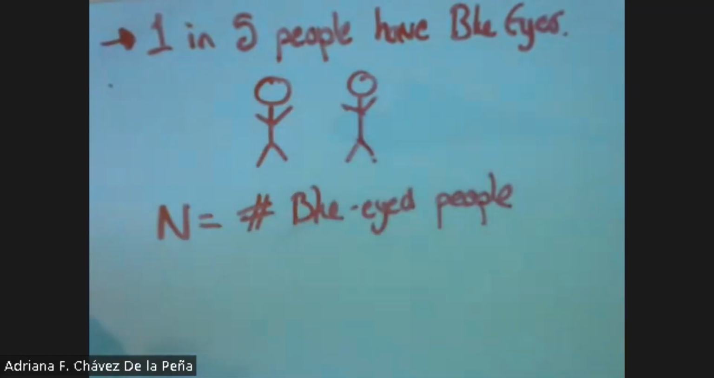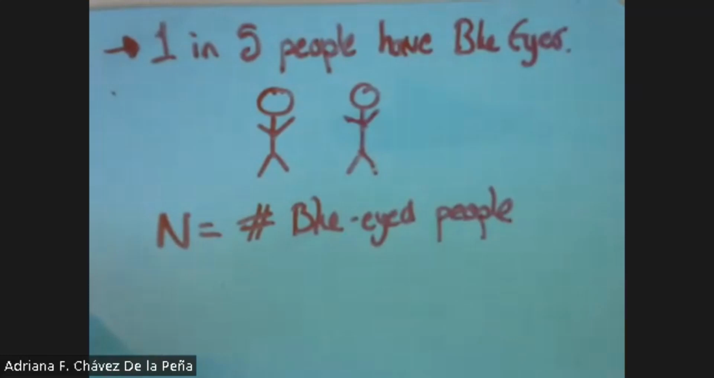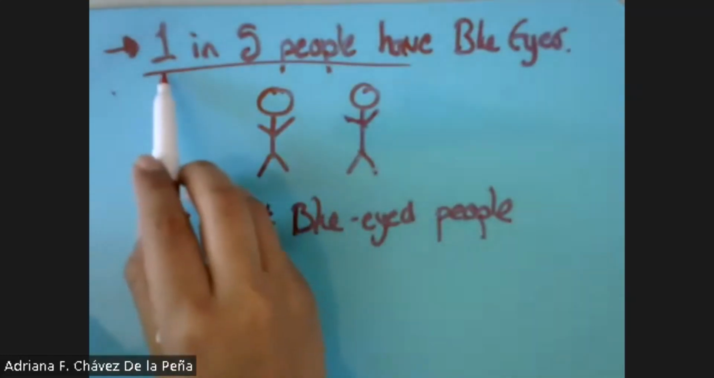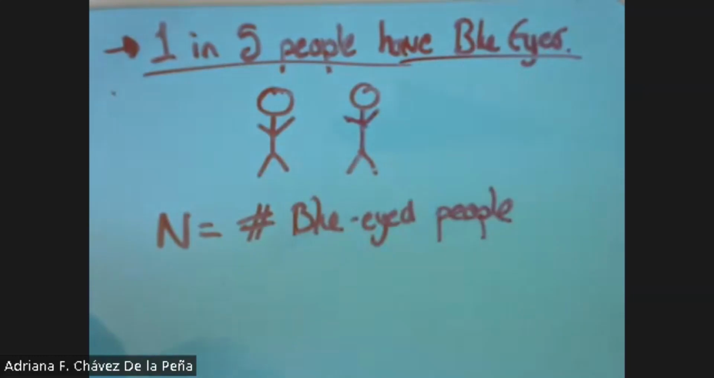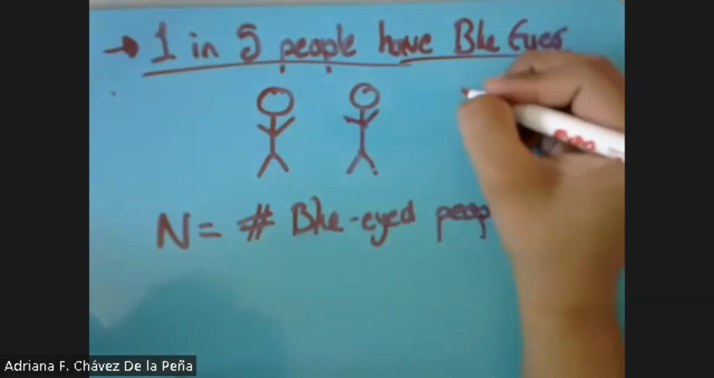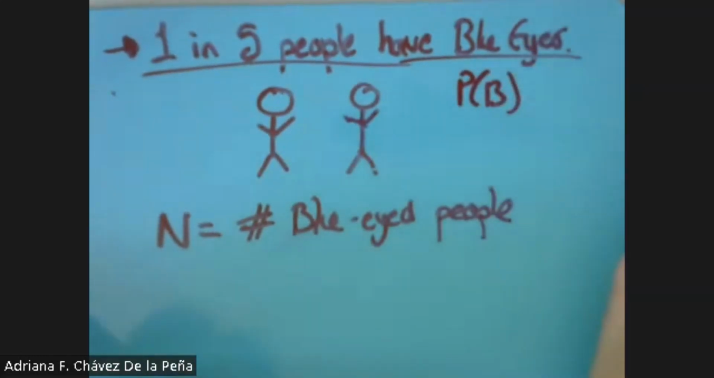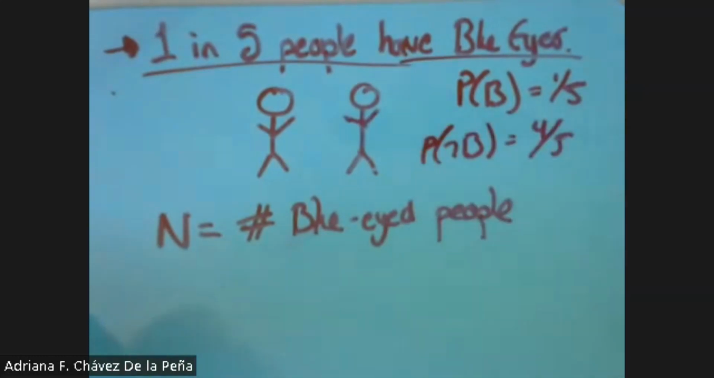So from the problem setup, we can distinguish 2 key pieces of information. The first one is that 1 in 5 people have blue eyes. And that could easily be translated as information about the probability of anybody in the world having blue eyes. So we would have here that P of B, where B is blue eyes, would be 1/5. And per the complement rule, we also know that the probability of someone not having blue eyes would be 1 minus 1/5, so that is just 4/5.